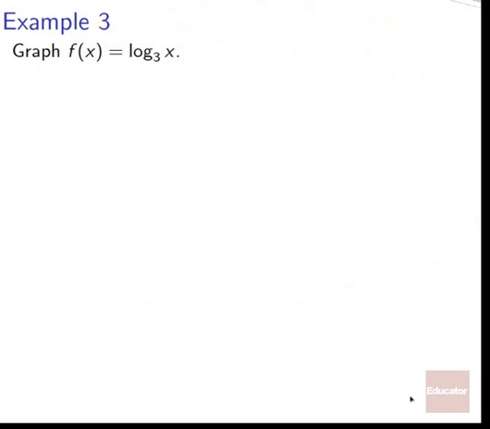of 1/2. Graph f of x equals log base 3 of x. So to do this, we want to start off with a nice table to figure out the values. So x, f of x.